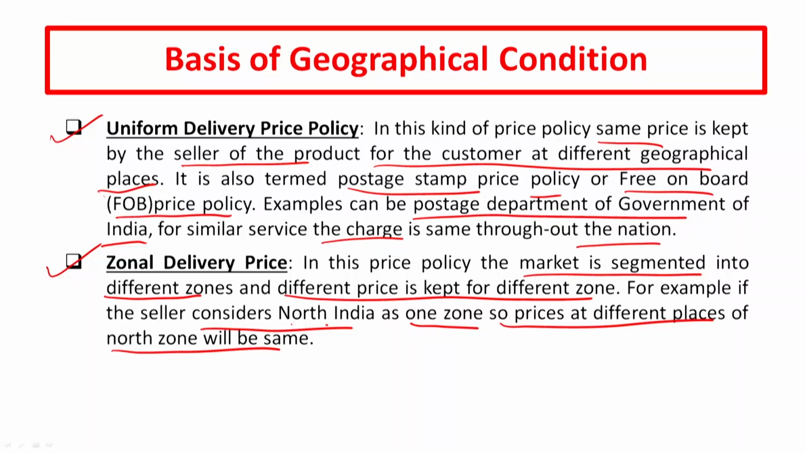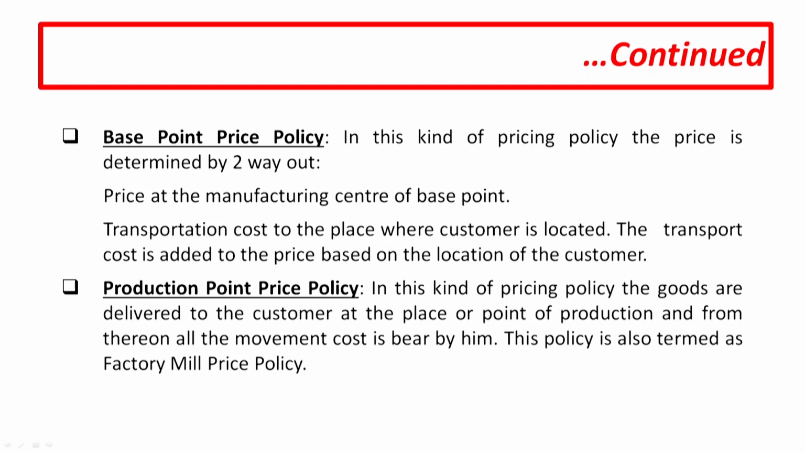So in uniform delivery price policy, the price was kept constant at different points or for different consumers. In the other one, the price was changed according to the zone or the segment the company has considered. The next is base point price policy. In this kind of price policy, the price is determined by two-way out.